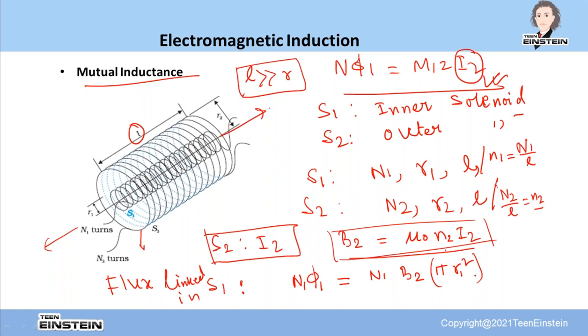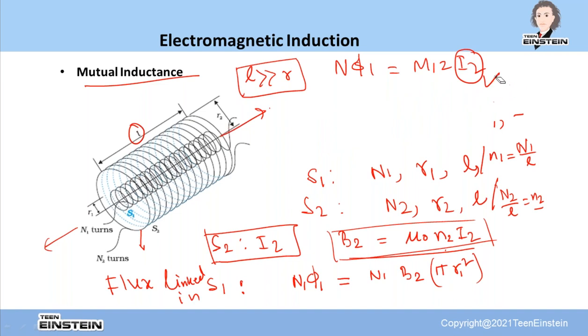All right. So if this is the case, now we know according to our formula, I hope you remember this. We know that this n1 phi will be proportional to, so I can write this, n1.